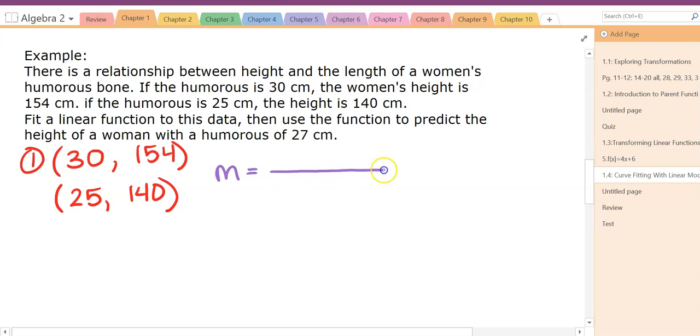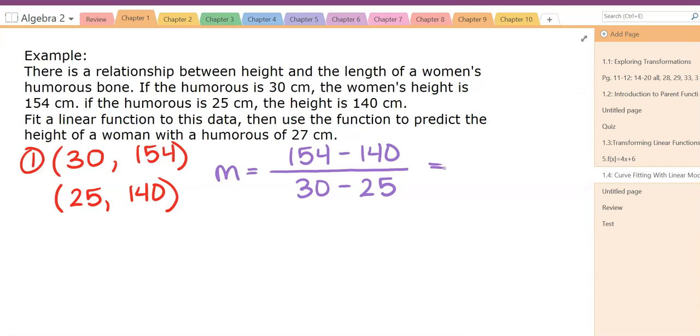Slope, we do that first. Take your y's minus your x's. Again, I like to try to keep slope positive. So I'm going to do 154 minus 140, and then 30 minus 25 on the bottom. I want you guys to do that. You're going to get a decimal for your slope. Get your calculator out. Do that math.